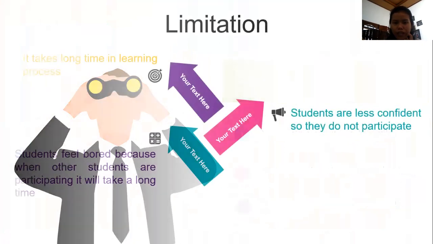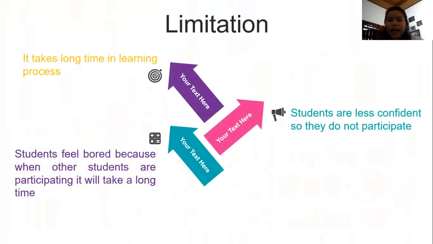Okay, we move to the limitations. There are 3 limitations in this strategy. The first one is it takes a long time in the learning process. The second one is students are less confident, so they do not participate. And the last one is students feel bored because when other students are participating, it will take a long time.